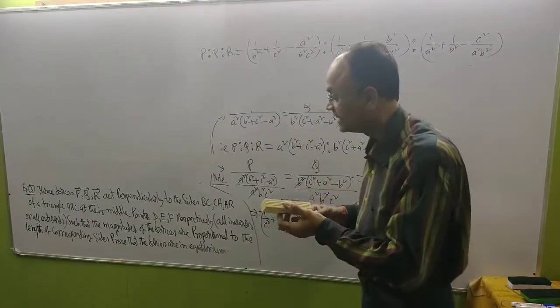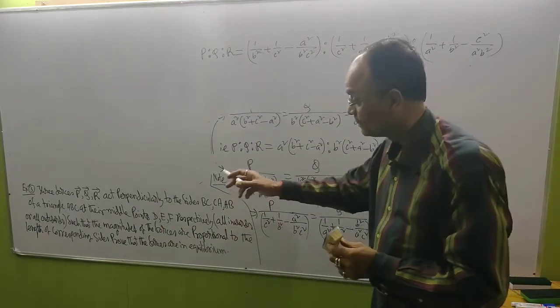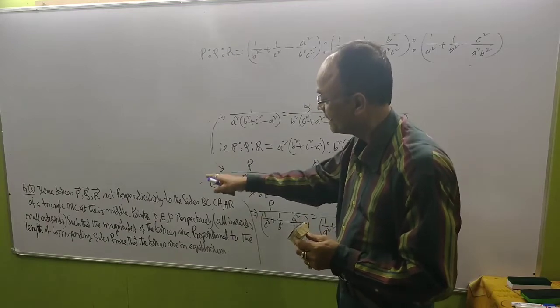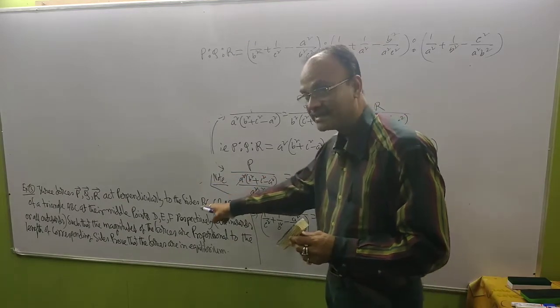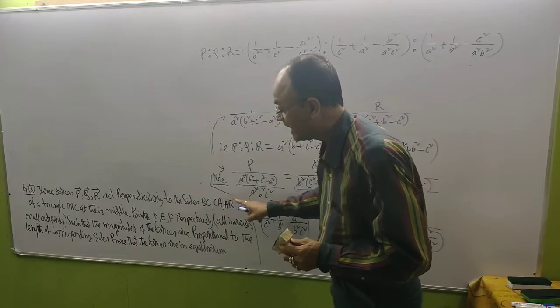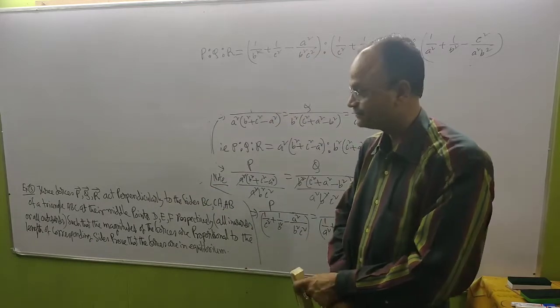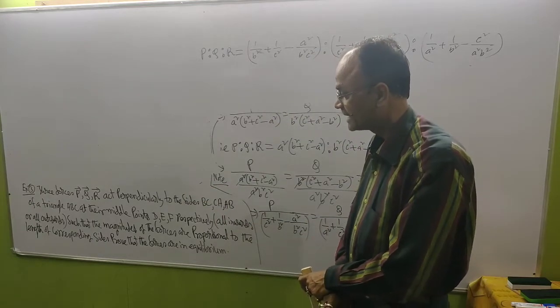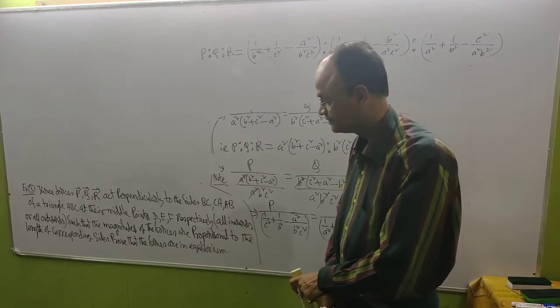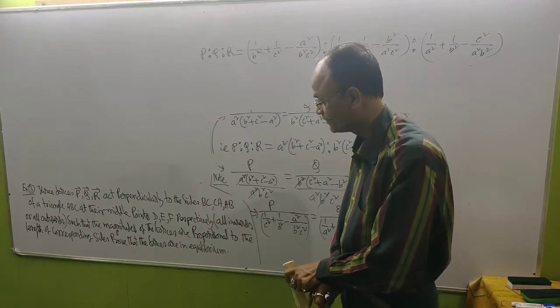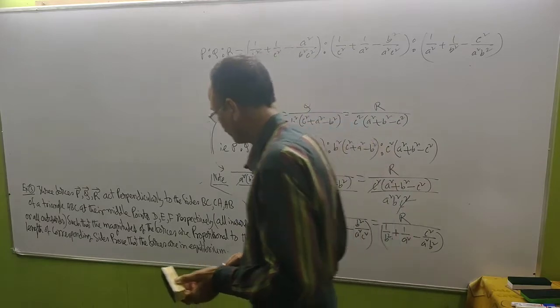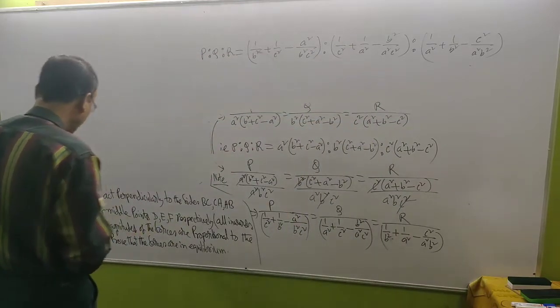You see, 3 forces P, Q, R act perpendicularly to the sides BC, CA, AB of a triangle ABC at their middle points D, E, F respectively. All inwards or all.